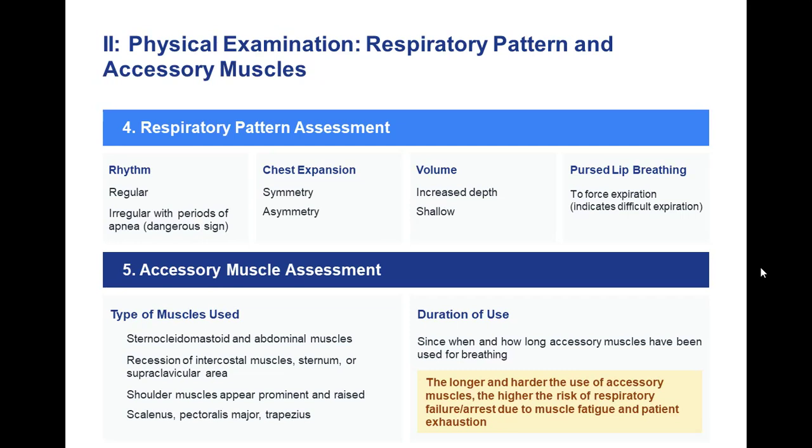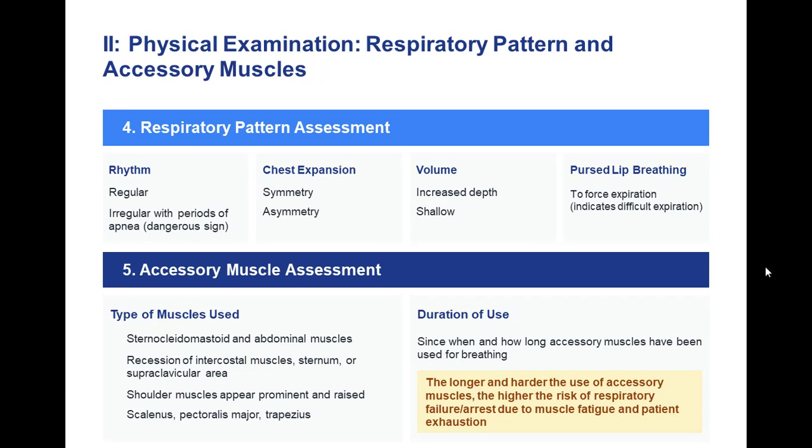Thirdly is the volume. Is the breath shallow or of increased depth? Rapid and shallow breathing is ineffective and quickly leads to muscle fatigue. Pursed lip breathing. This pattern, where the patient exhales slowly through pursed lips, is a sign that they are actively trying to force expiration. It is highly indicative of obstructive diseases like COPD, where expiration is difficult.